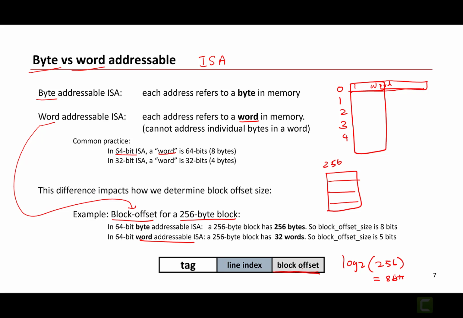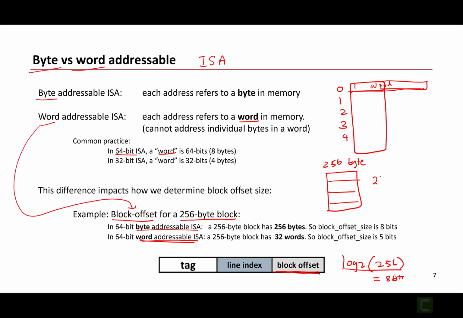And so one has to then figure out how many words do I have in a 256 byte block. So all that matters is how many addressable data items do I have in a cache block. That's what matters when you're trying to compute your block offset. So if it is a byte addressable ISA, the number of addressable data items is exactly the same as the number of bytes, and that's why this computation was correct. But now if it is a word addressable ISA, you need to compute the number of words in a block.